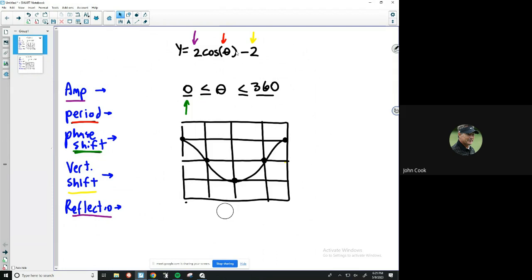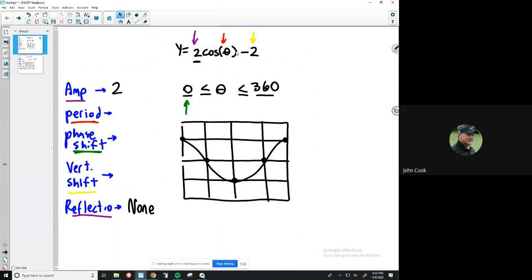All right, let's see what we've got. So this is the cosine graph. It's always going to look like that. Let's start answering some questions. The amplitude. So it looks like the amplitude is 2. There's no negative on that 2 over there. So that means that we're not going to have a reflection on it. So none for the reflection.